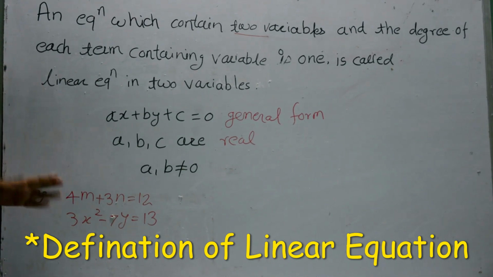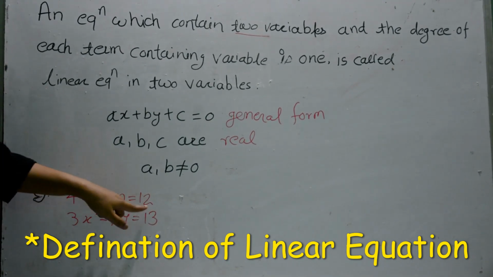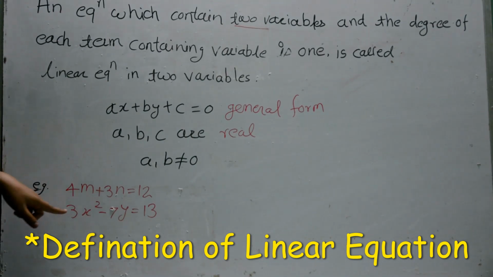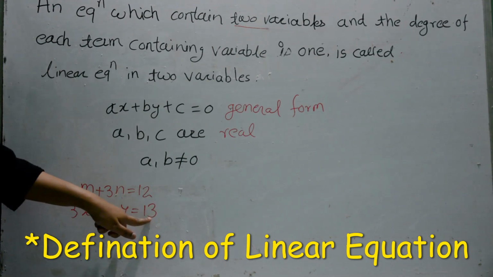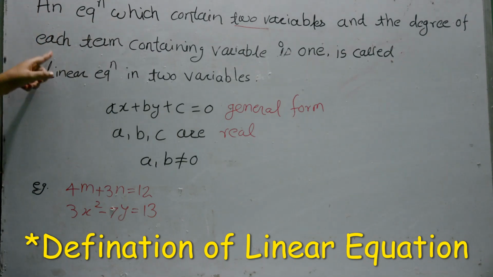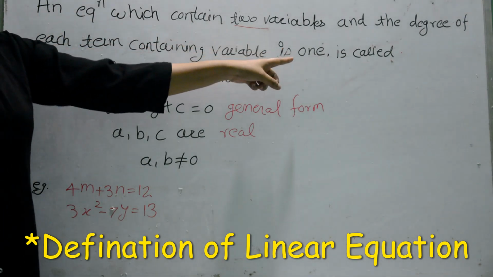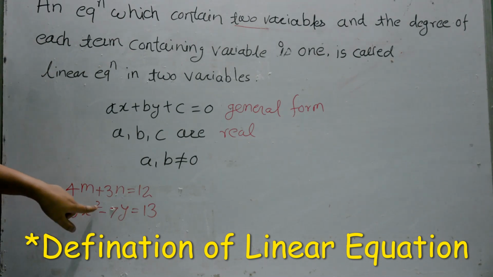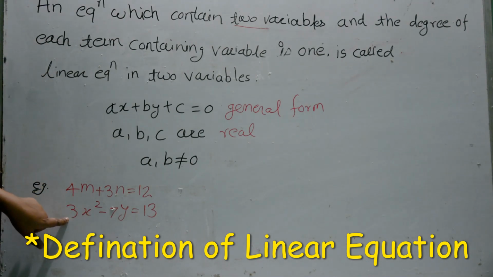If I write the equation 4m plus 3n equal to 12, what is the degree for m here? It is 1. For example, as a second example, I have taken 3x square minus 7y equal to 13. What is the degree of x here? It is 2. So what we require in a linear equation is that the degree of each term containing a variable is 1. So the degree should be 1 for a linear equation. Here the degree is not 1, so it is not a linear equation.